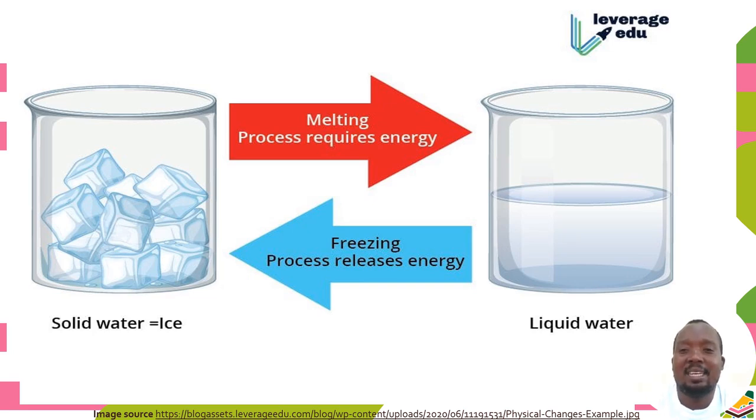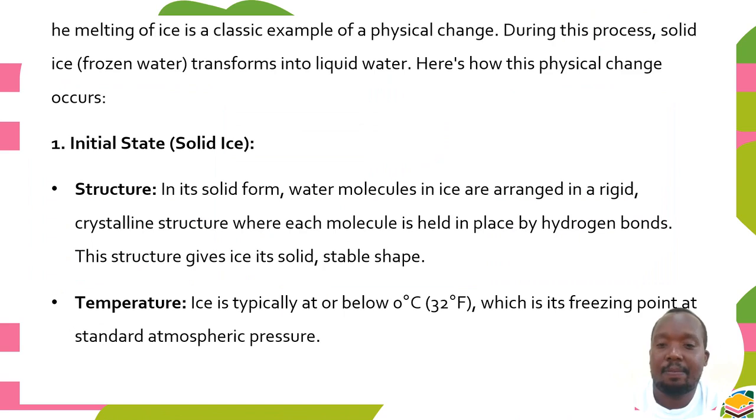So as you can see, this is a physical process. The melting of ice is a classic example of a physical change. During this process, solid ice transforms into liquid water. Here is how this physical change occurs. I'll take you through this process of a physical change. The melting of ice is not the only example of a physical change. There are so many examples of physical changes. This is just one of the examples. I hope you do understand.